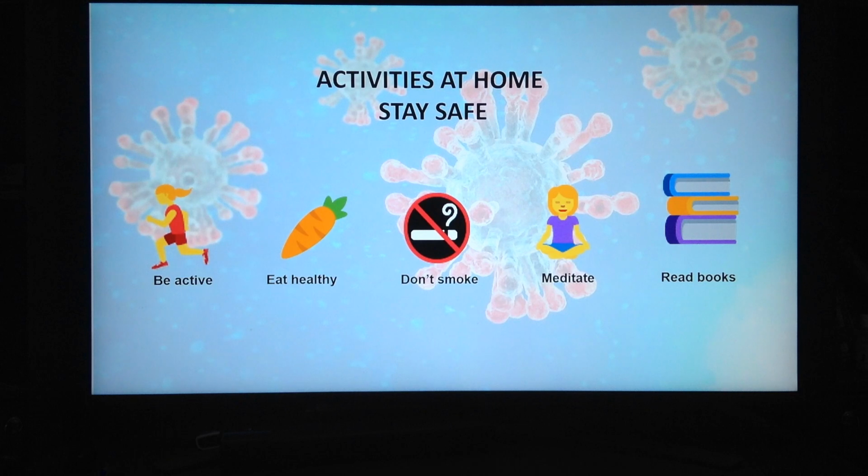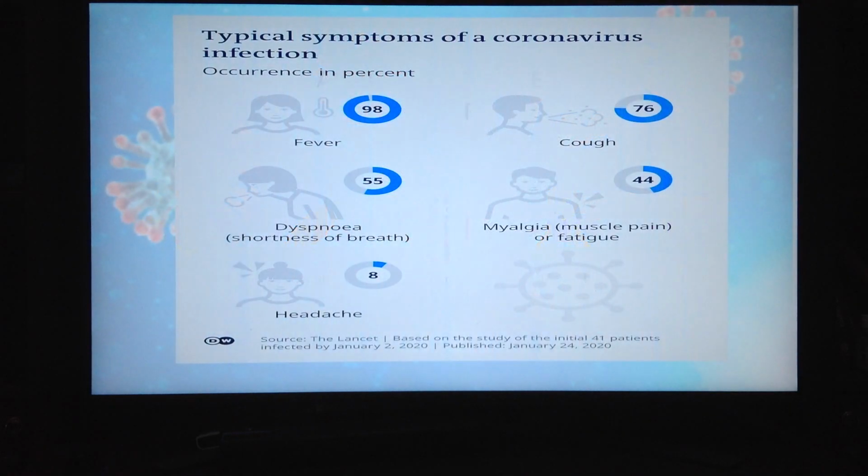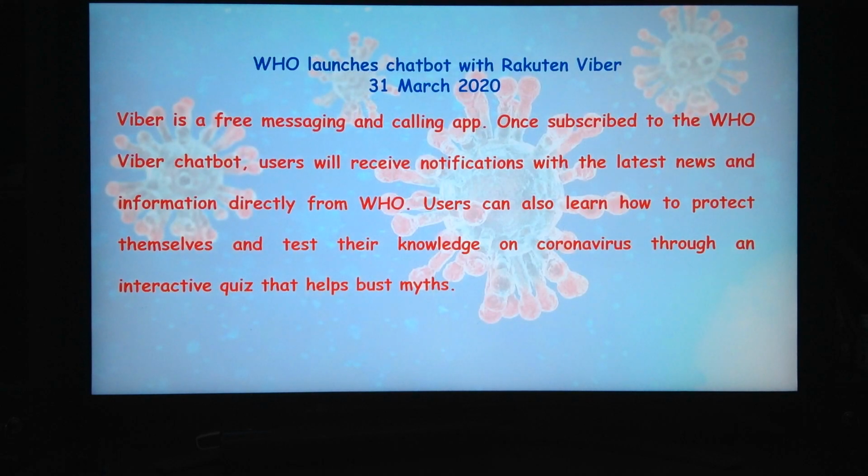What are the activities? Because the majority of the countries are under lockdown these days, including India, we can exercise at home, eat healthy, smoking and alcohol are prohibited, and meditation, reading books or pursuing other hobbies can be done while staying at home. Typical symptoms of coronavirus infection include fever in 98%, cough in 76%, dyspnea in 55%, myalgia in 44%, and headache in 8% of the patients.